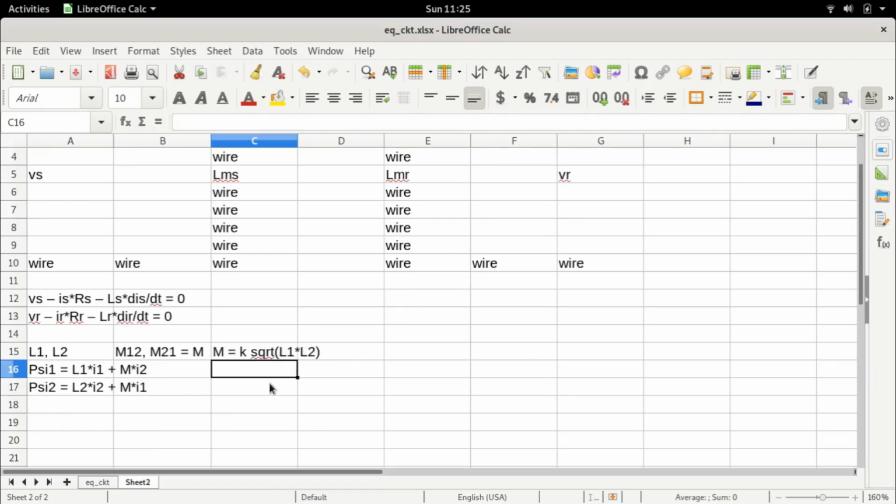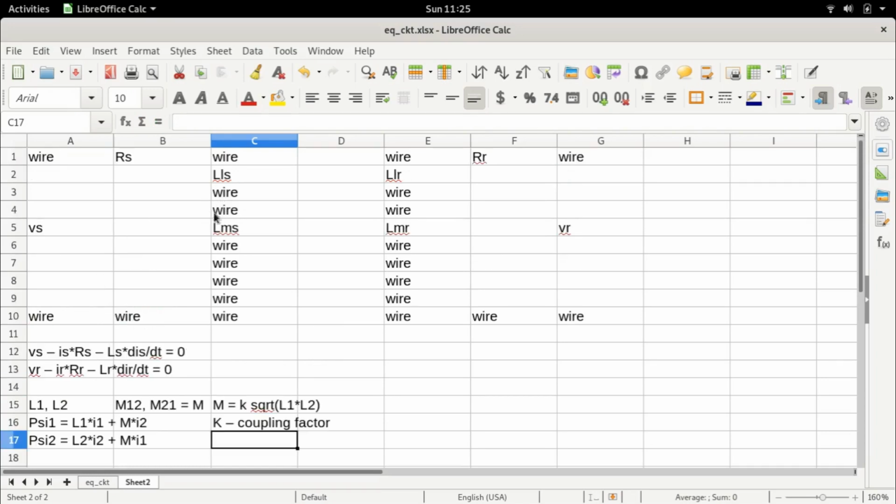Right? So this K is the coupling factor. And what this means is how much of the flux produced by one inductor links with the other. Because remember, not all of it will be linking. Some of it will be wasted. There will be leakage. So this K takes into account the leakage that is present in any magnetically coupled system.